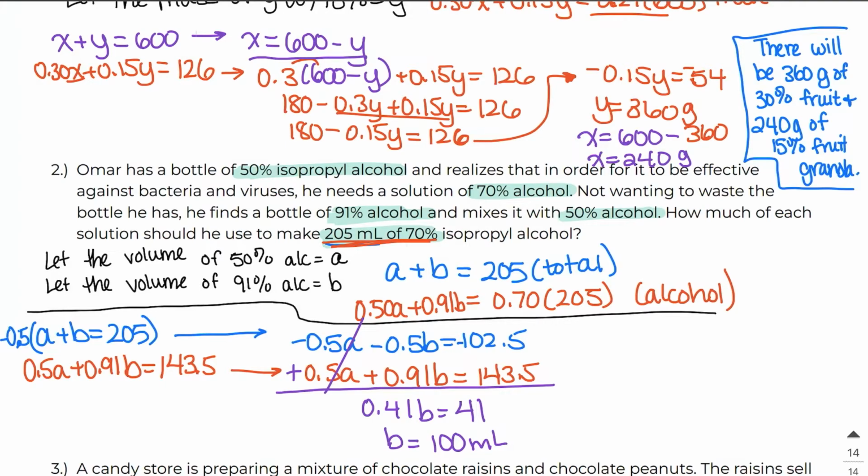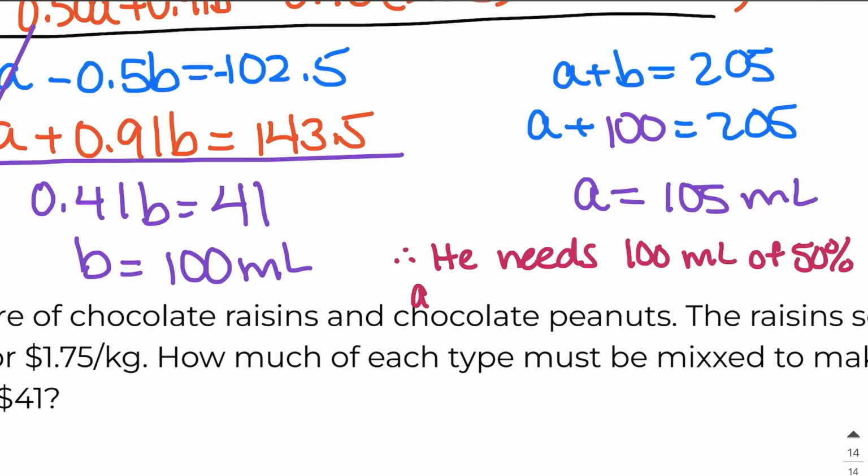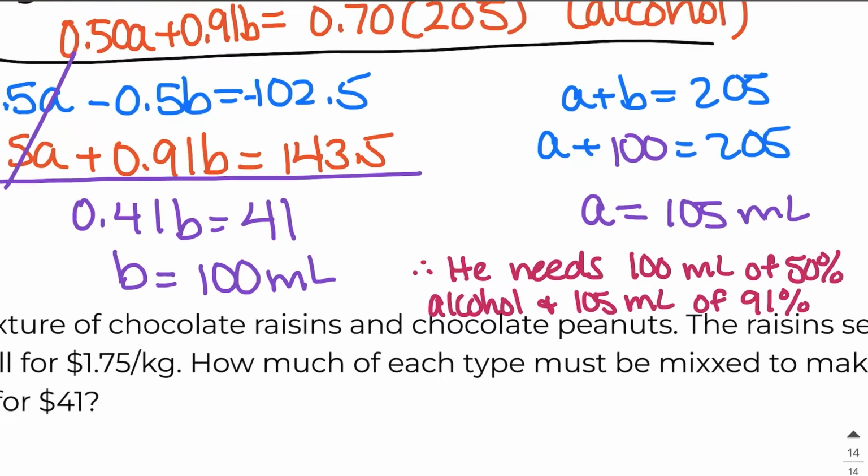Now that I know what B is, I can replace that in the equation A plus B equals 205. So here I can say A plus 100 would be equal to 205. Solving for A, I would get A equals 105. Okay, so these are my two amounts. So we can write our therefore statement right here, and we can say, therefore, he needs 100 milliliters of 50% alcohol and 105 milliliters of 91% alcohol.